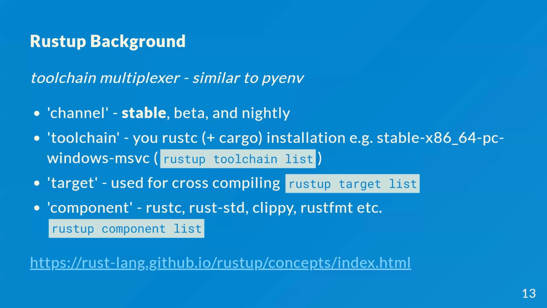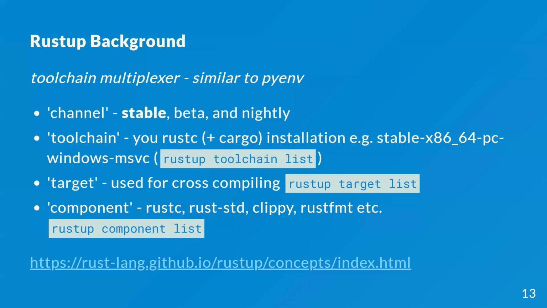This is the way that Rust keeps up with a 6-week cadence of delivering new versions. It has these nightly versions and these beta versions that allow features to get tested and used before they go into stable, at which point they become accessible for everyone.